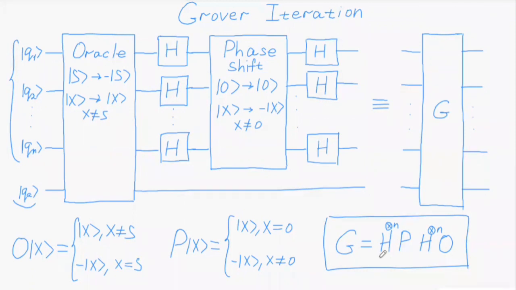Let's take a look at the geometrical interpretation of the Grover iteration to see why, after applying this operation about square root of N times, we are getting very close to the solution. Let's write the matrix form of the Grover iteration: H, P, H, O, and we will break it down into two parts. This is going to be the first part, just the oracle, and this combination HPH will be the second part. And we'll start from the first part.